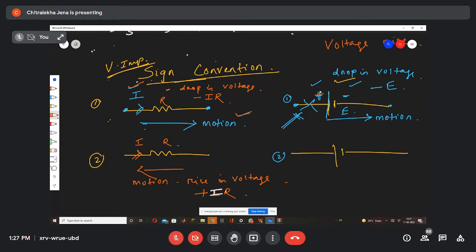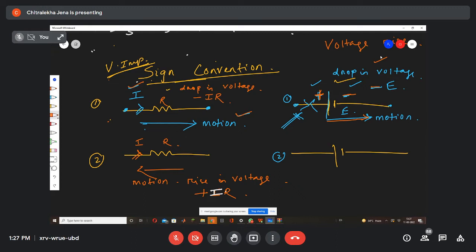If you are traveling from higher potential to lower potential in a battery, irrespective of the direction of the current, you need not see in which direction the current is flowing in that branch. If your motion is from higher potential of the battery to lower potential of the battery, then you will take that there is a drop in potential. Am I clear now? Who was asking?